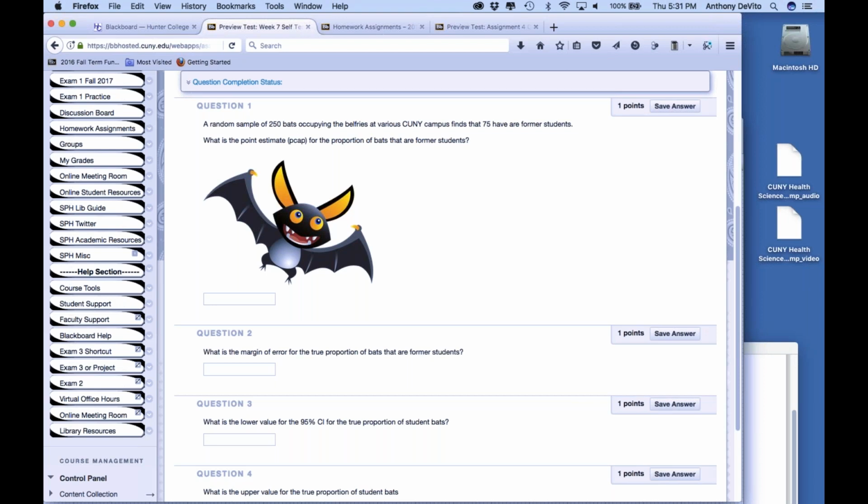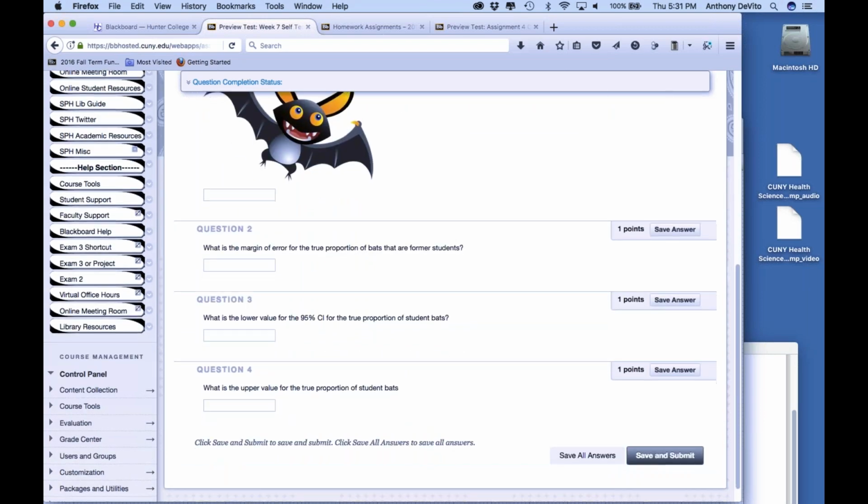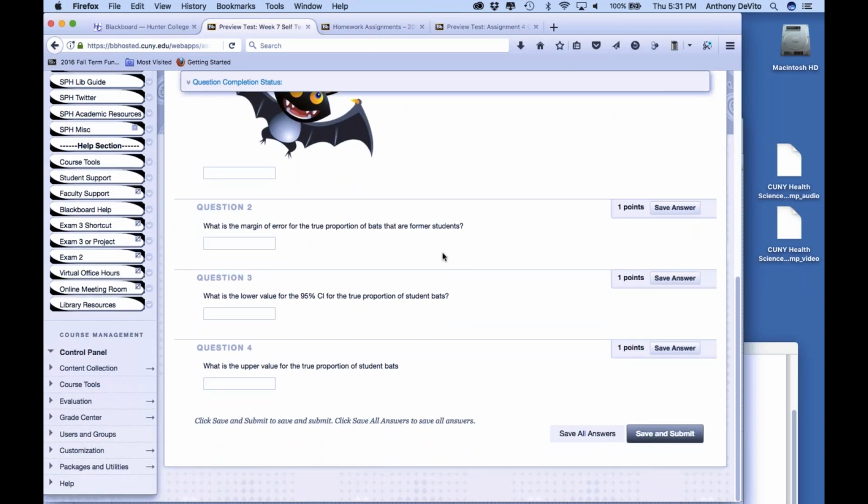Okay? So for the first question, all you have to do is take the proportion, 75 over 250. Exactly. That's it. So the second part, the margin of error, you skip the standard error step. You need the standard error to calculate the margin of error because it's 1.96 times the standard error.